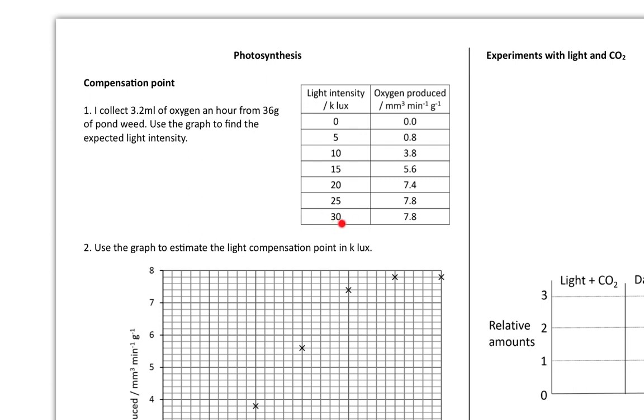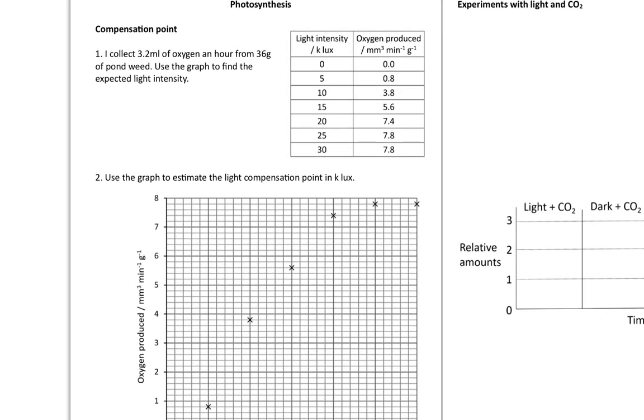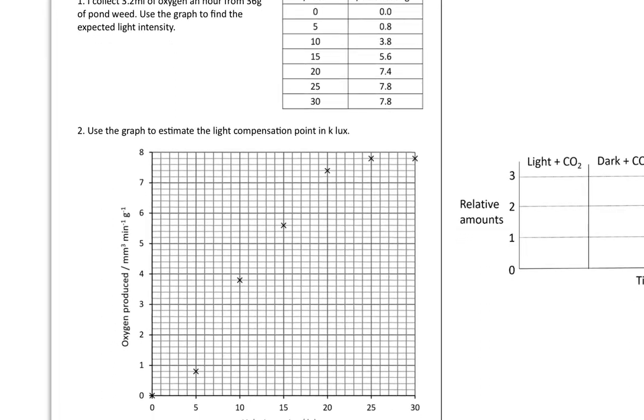So it's not surprising that when there's a high intensity of light, there's a lot of oxygen produced. When there's no light, there's no oxygen produced. So let's look at our graph first of all. I plotted the data, and it's like, what line should I draw on this graph?